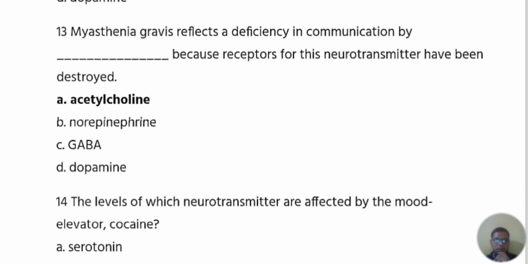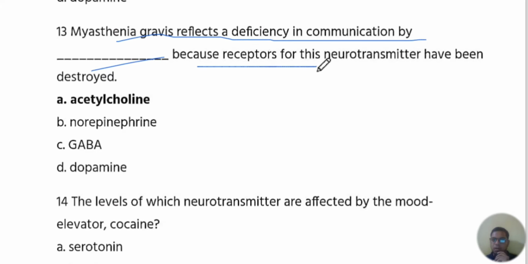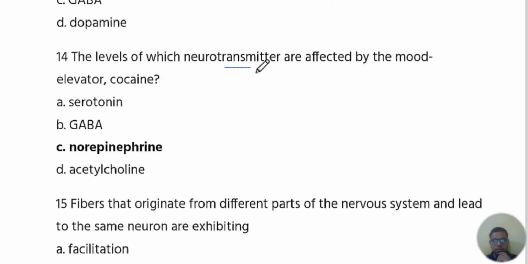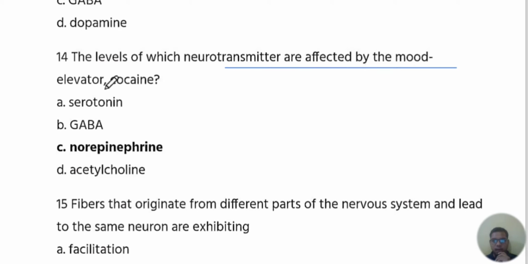Next is question number 13: myasthenia gravis reflects a deficiency in communication by blank because receptors for this neurotransmitter have been destroyed. The answer is A, acetylcholine. Next is question number 14: the level of which neurotransmitter is affected by the mood elevator cocaine? The answer is C, norepinephrine.